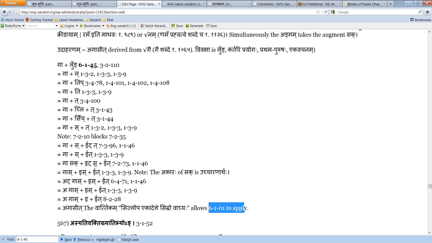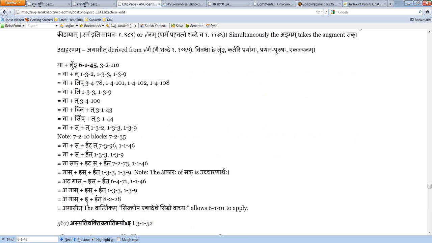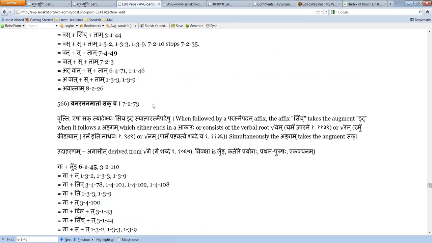Okay, so what is the special thing here? The special thing here is Yama Rama Namatam Sakcha. If you have one of these three dhatus, Yam, Ram, or Nam, or a dhatu ending in Akaraha, followed by sich, then the sich takes the Idagamaha, which it normally would not have, and then the Angam takes a Sak Agamaha. So that's the special form here. That's what's given in the book. So the sutram is 7273.